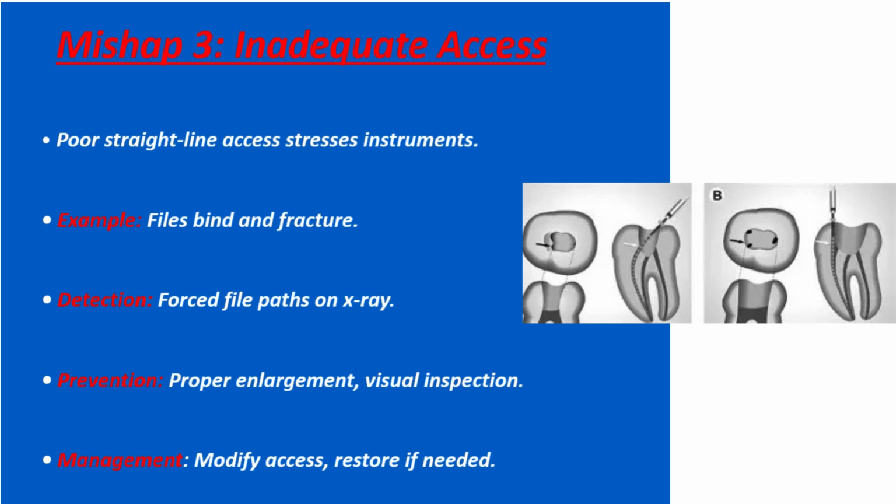Prevention: enlarge the access cavity adequately to allow direct canal entry. Check using a mirror for straight-line vision. Management: modify the access shape. Replace coronal restorations if needed.